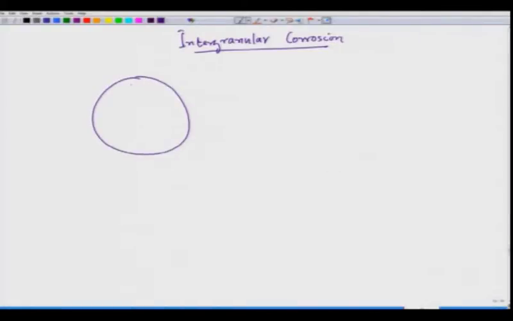Now, if we come to intergranular corrosion, from this name it is very clear that corrosion would take place along the grains. For example, if we have a structure like this where you have grain boundaries, the corrosion would go along the grain boundaries. That is what the name intergranular corrosion means.